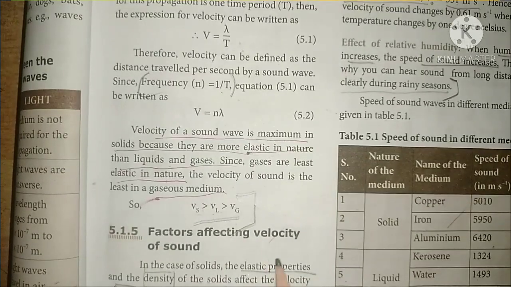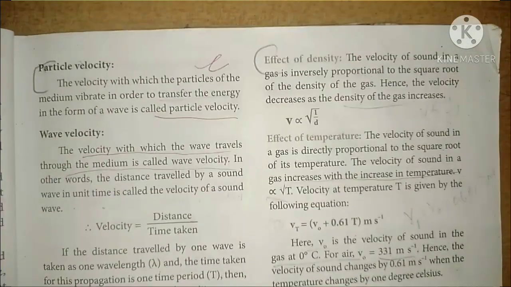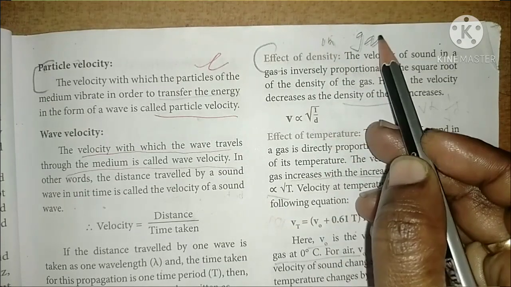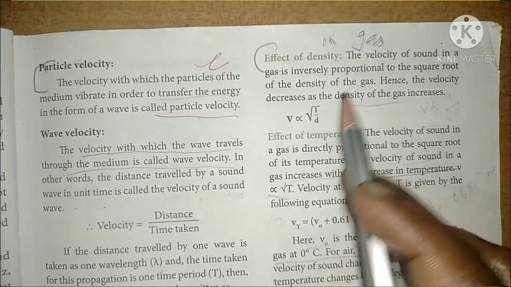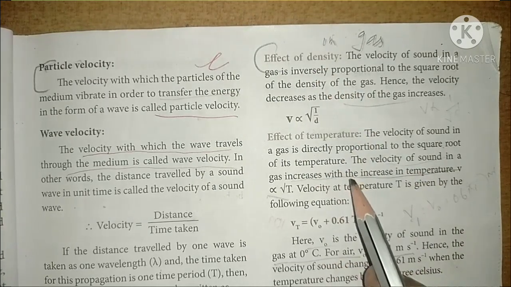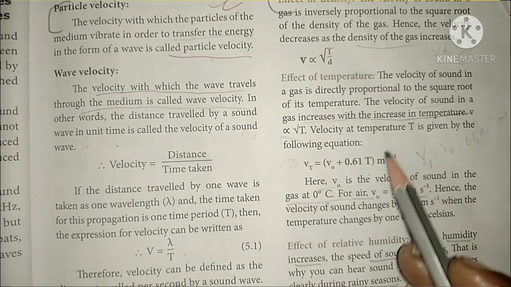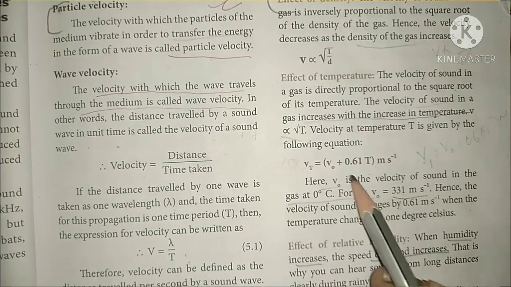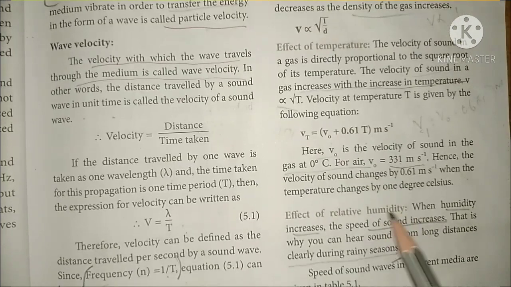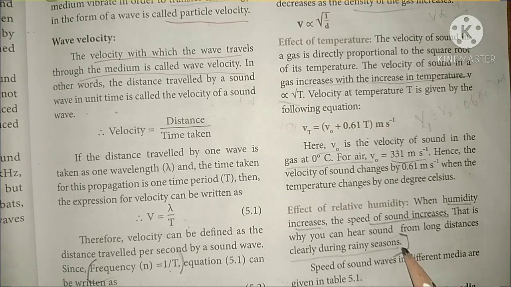Then, what are the factors that will affect the velocity of sound in gas? That is the effect of density, the effect of temperature, this equation, and below that you have to mention what is V0, and the effect of relative humidity. Up to that you have to learn and write.